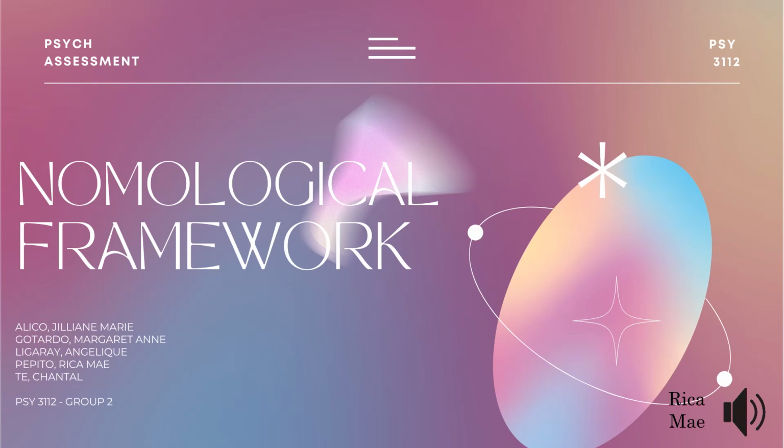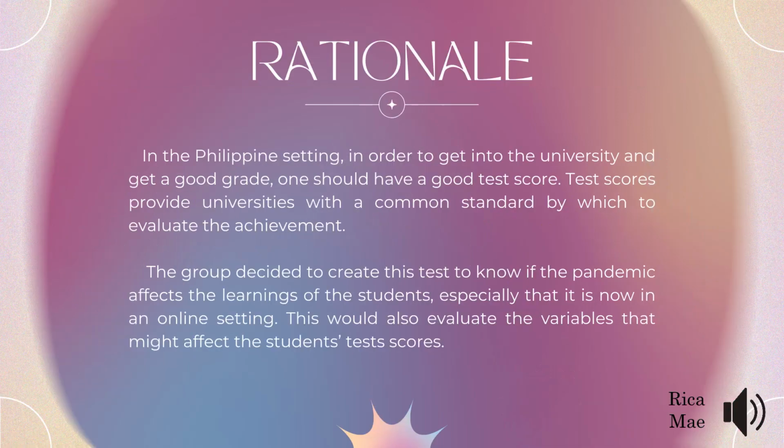This nomological framework talks about the variables that might affect the test scores of the students. In the Philippine setting, test scores are very important in order to get into the university and get a good grade. Test scores provide universities with a common standard by which to evaluate the achievement of the students. Thus, the group decided to create this test to know if the pandemic, specifically the online class setting, affects the learnings of the students. This would also evaluate the variables that might affect the students' test scores, especially in this online learning.